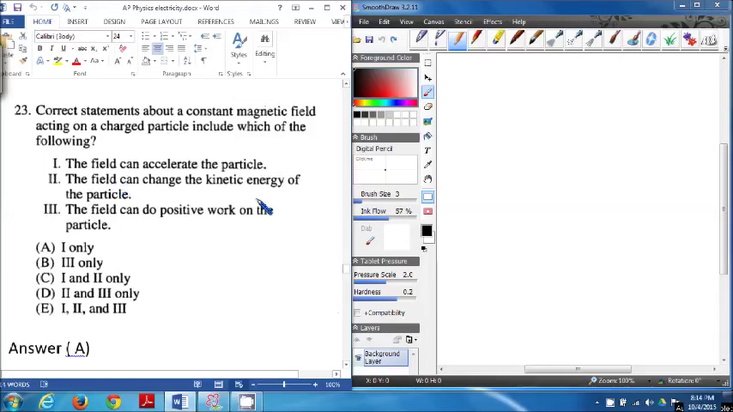The field can change the kinetic energy of the particle. No, it cannot change. It is a V cross B, so the force is always perpendicular to the movement. Velocity is so like a circular motion, so there is no change in the kinetic energy. It doesn't do any work. A magnetic force doesn't do any work on a charged particle. So both 2 and 3 are not correct. So only correct is 1, the field can accelerate the particle. So the answer is 1 only, A.